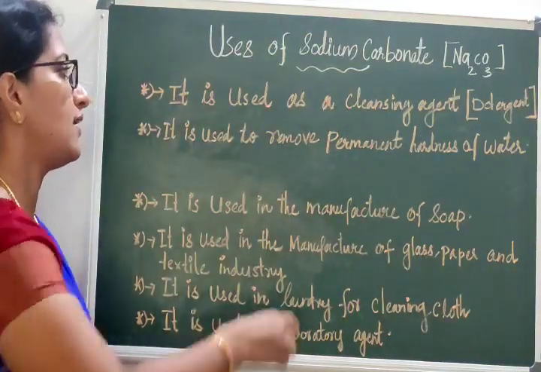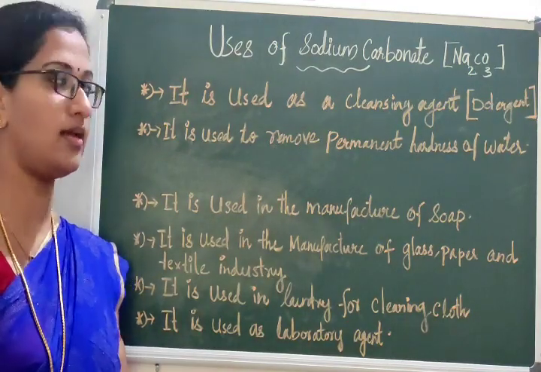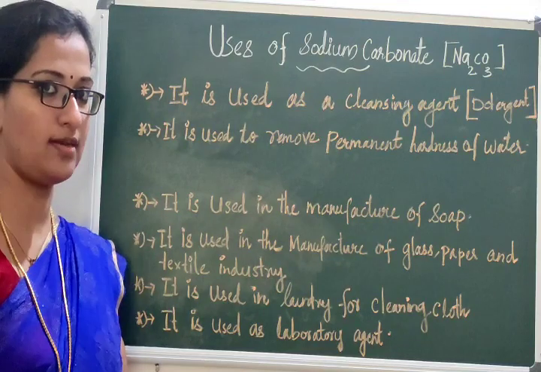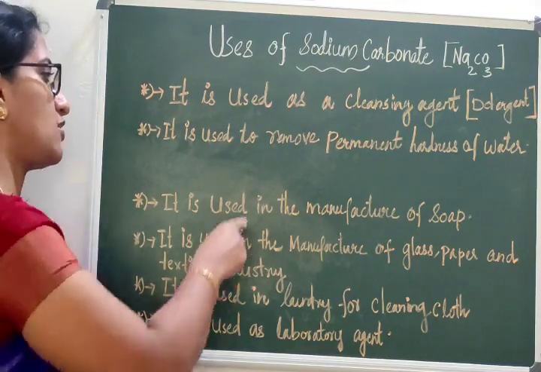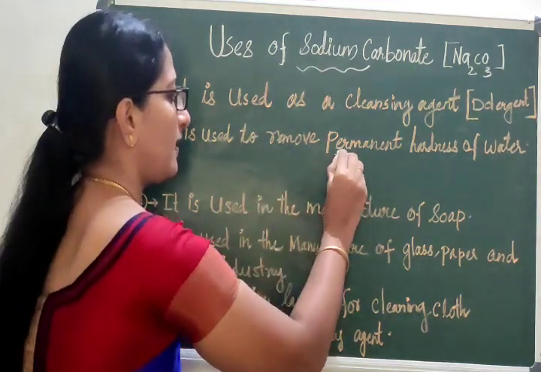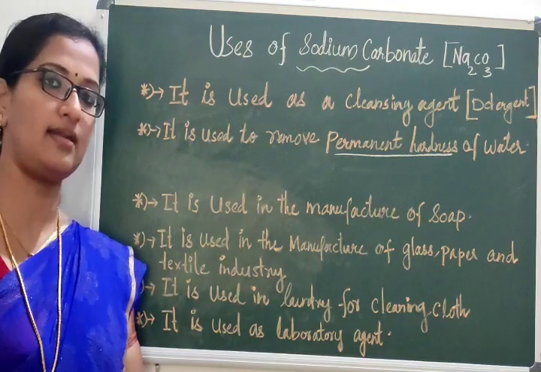The first use: it is used as a cleansing agent. In detergents and all, it is used as one of the components, so it is a good cleansing agent. And the second use: it is used to remove permanent hardness of water. What is the term permanent hardness?